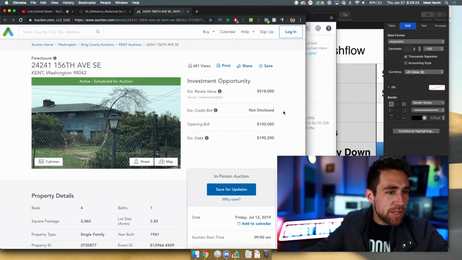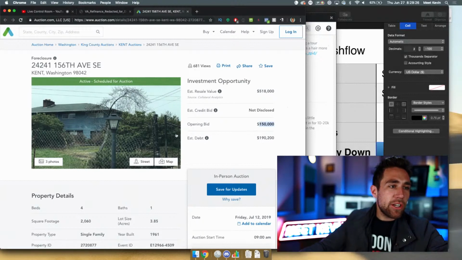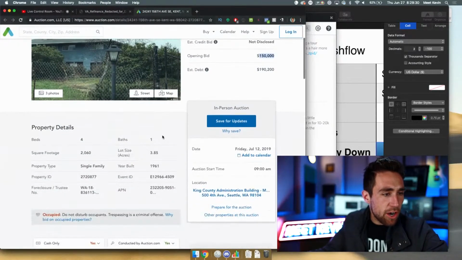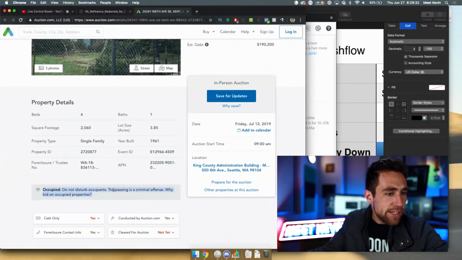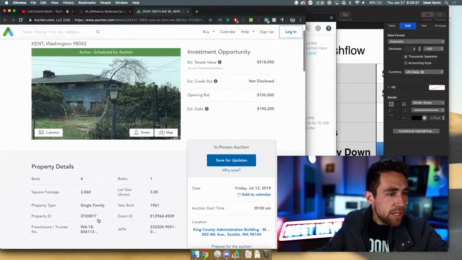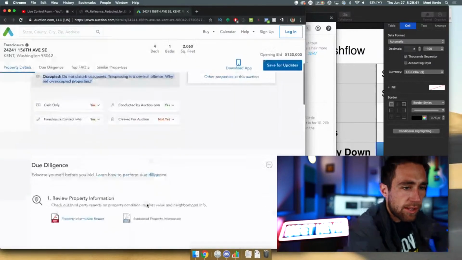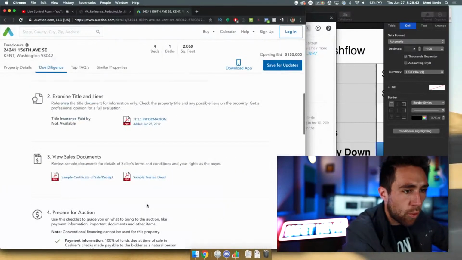Estimated resale value, estimated opening bid. Okay, yeah, I mean, look, I'm all for you going in for this auction, but it's an in-person auction. It's going to be cash only. It's occupied, so you're probably going to be dealing with an eviction. This is probably going to sell for a lot more than 204.